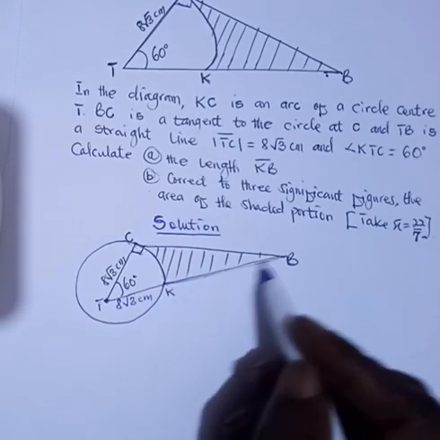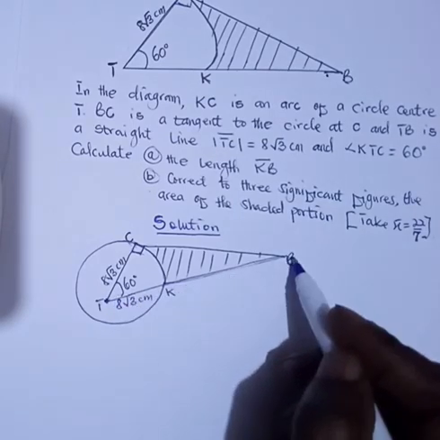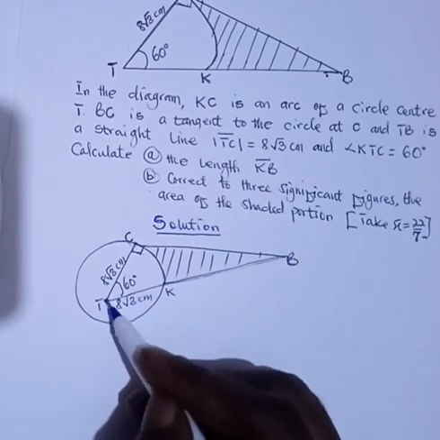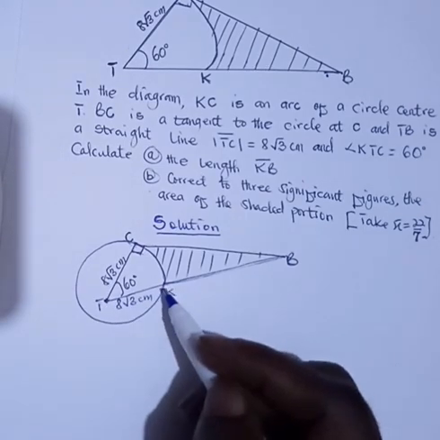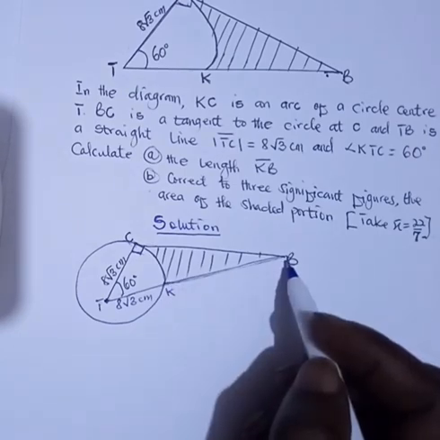So it is left with this portion. But how do we get this portion? Unless we get the whole length, then we subtract the length of TK from it. Whatever is left gives us the length KB. Have you gotten that?